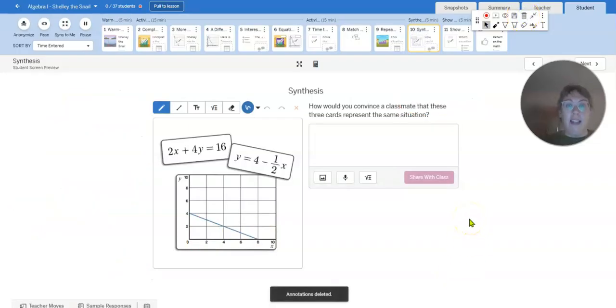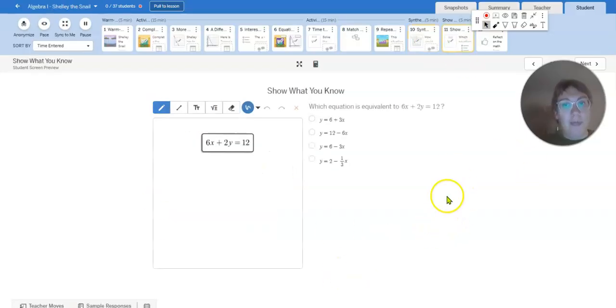On slide 10, it says, how would you convince a classmate that these 3 cards represent the same situation? So I want you to think about what we talked about with standard form, slope-intercept form, and our graph. How would we know that these are all the same? What similarities do we see between this graph, this equation, and this equation? Try your best working through this.